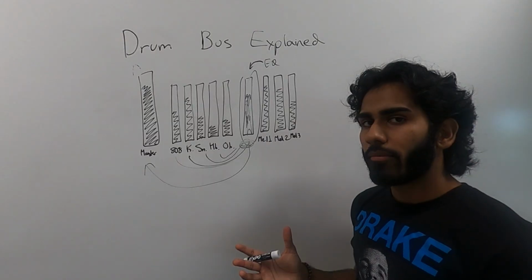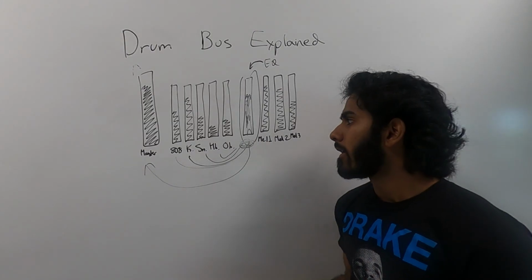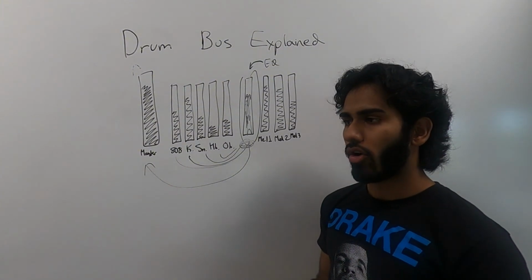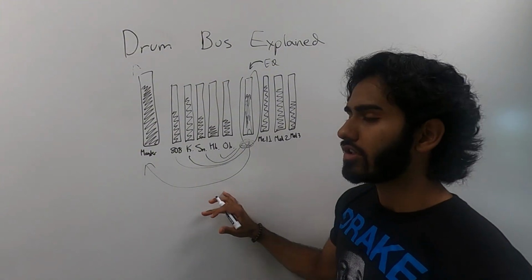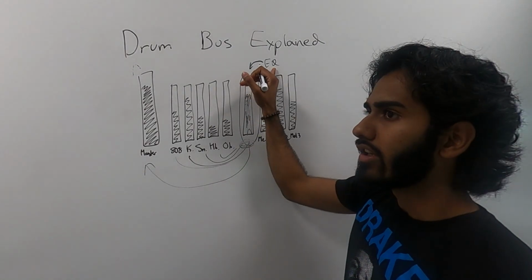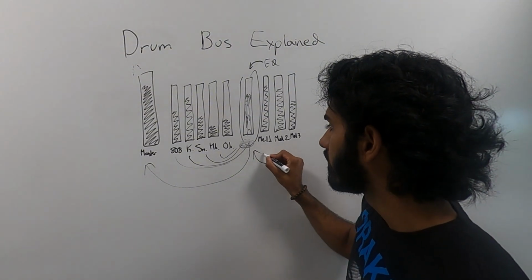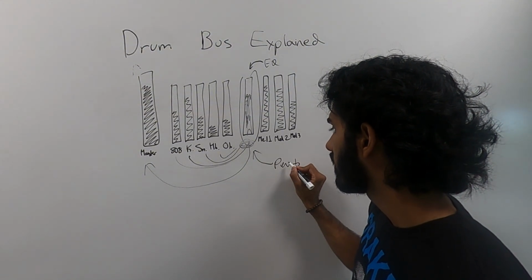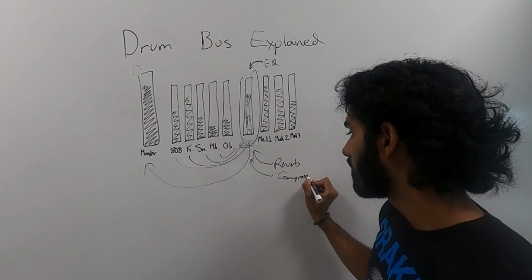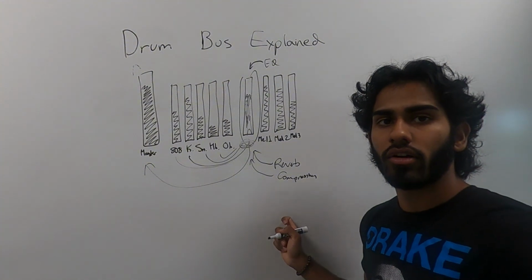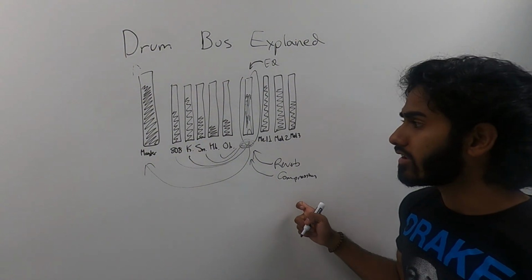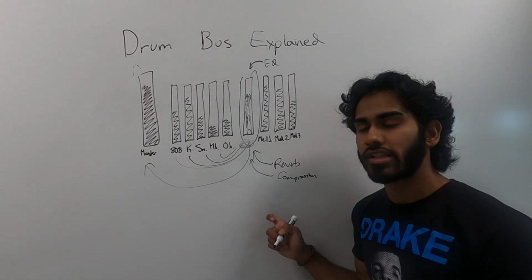So essentially, the concept of a drum bus is that it's a place where I can manipulate and change all my drums at once instead of having to affect each one individually. Why is this useful? Again, EQing. If I want to put, say, reverb on this track, or if I want to put compression, this is very important. I'll be going over it in depth in a different video. Compression is so important with your drums and your beats.